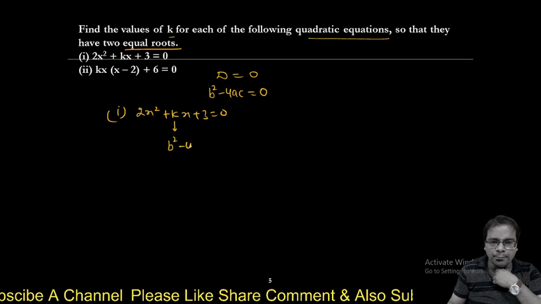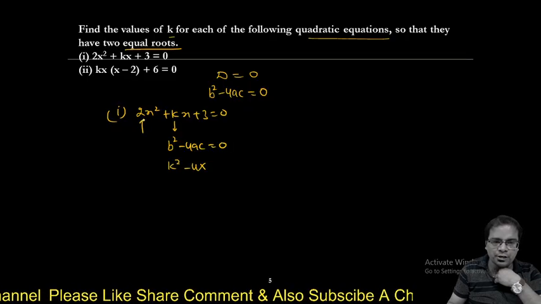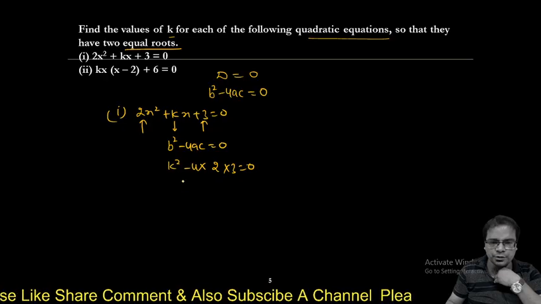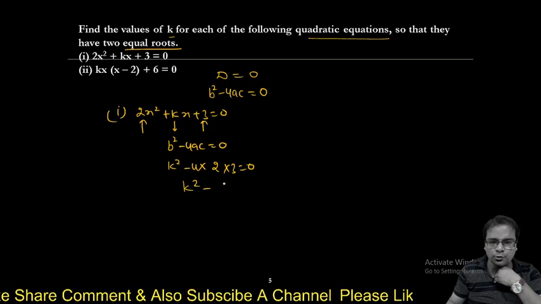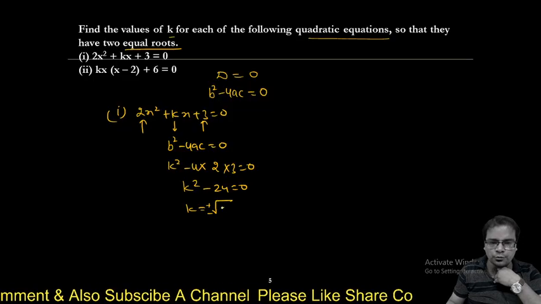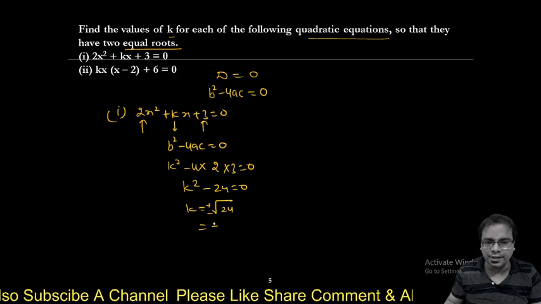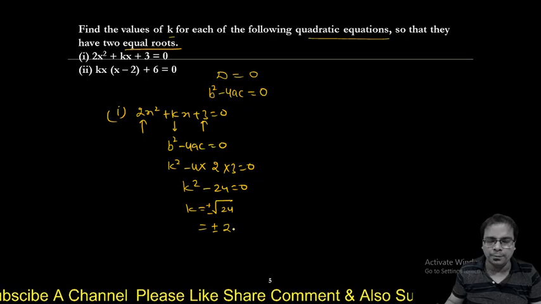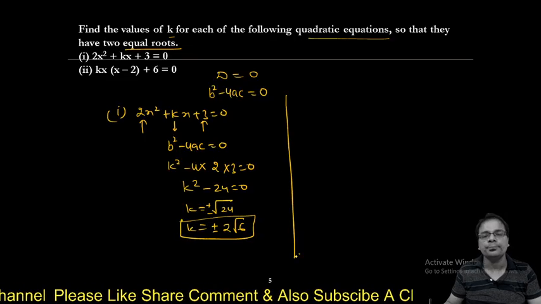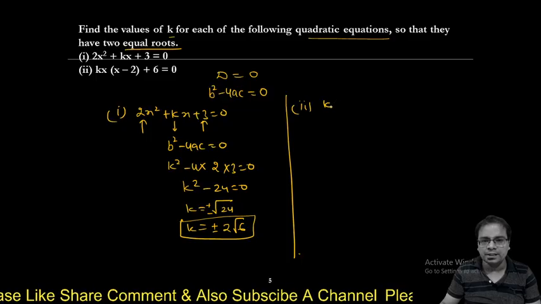So b square minus 4ac equal to 0. We apply k square minus 4, where a is 2 and c is 3, equal to 0. So k square minus 4 into 2 into 3, that is 24, equal to 0. k will be equal to plus minus root 24. 4 sixes are 24, so 2 will be outside and 6 will be inside the root because that cannot be eliminated. Understood my point?